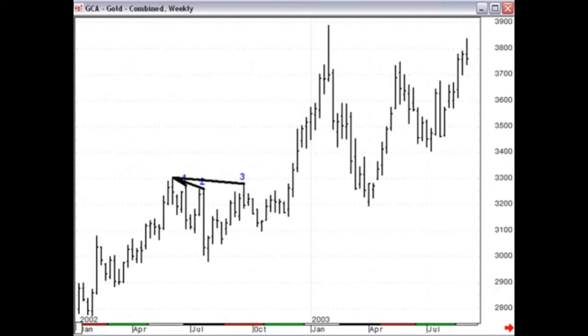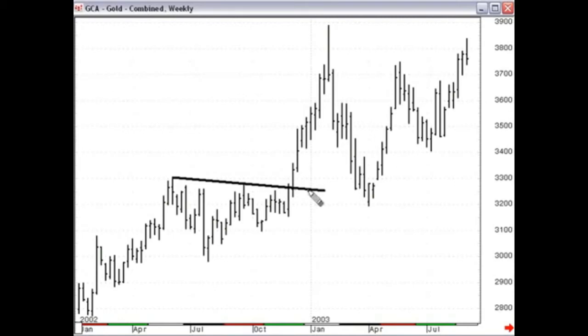Now, as you can see, what the old school analysts know and believe is that the break of that third trend line typically signals a significant move in prices, which is exactly what gold did in this instance, rallying from about 330 up to about 390. And it all began with that break of that final and third trend line.